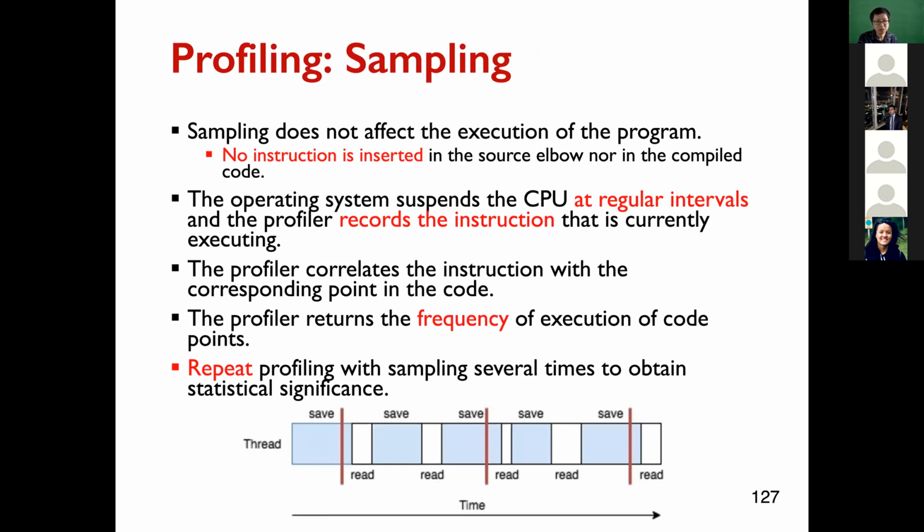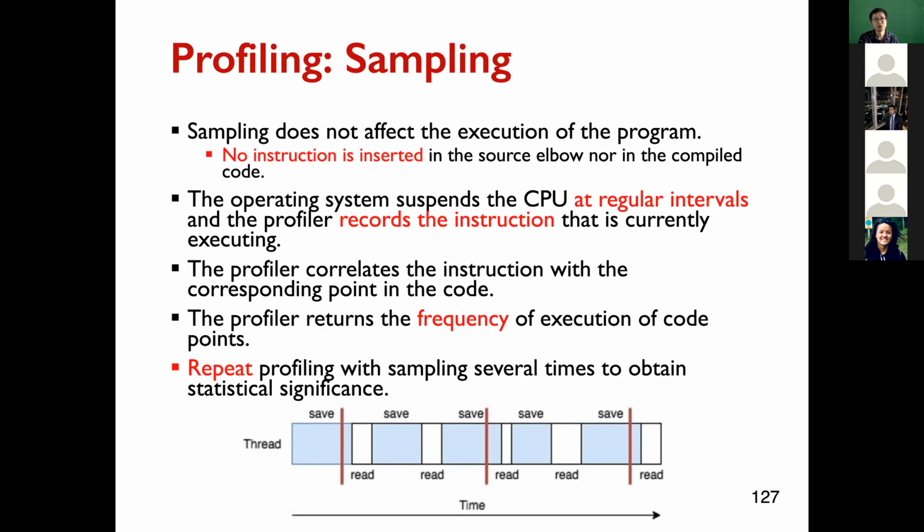How it works: the operating system will suspend the CPU at regular intervals, like every second, and record the instruction that is currently executing. For example, we record this 100,000 times, right? Then we do a statistical analysis. We count the distribution of the instructions. We find one instruction is the most executed instruction. So we need to pay more attention to this instruction, right?